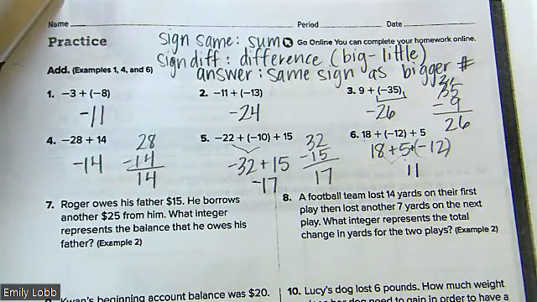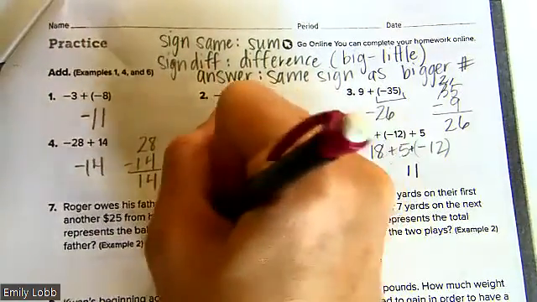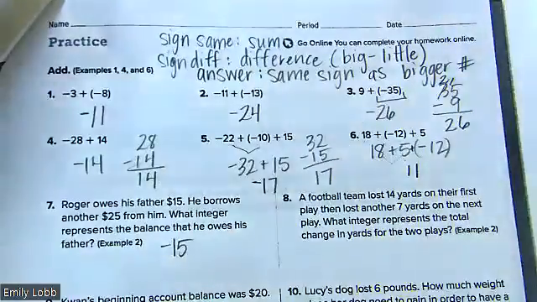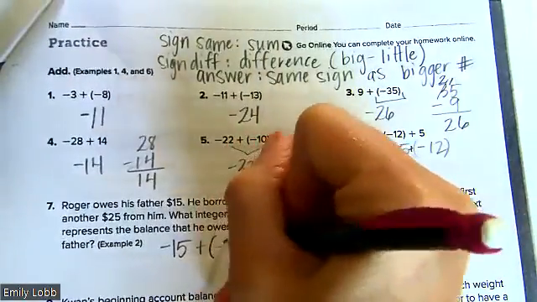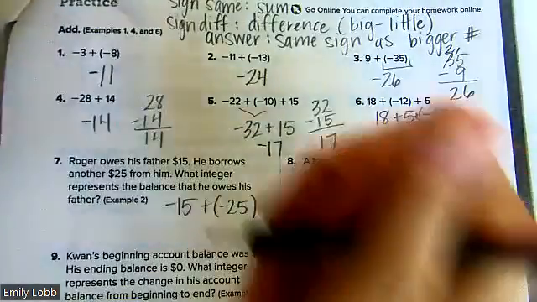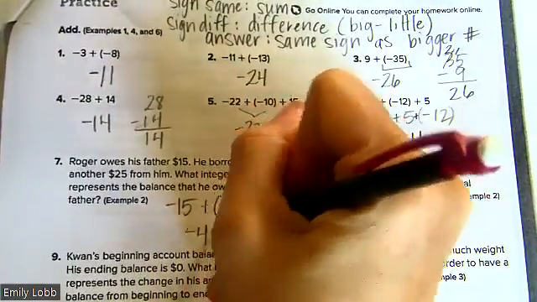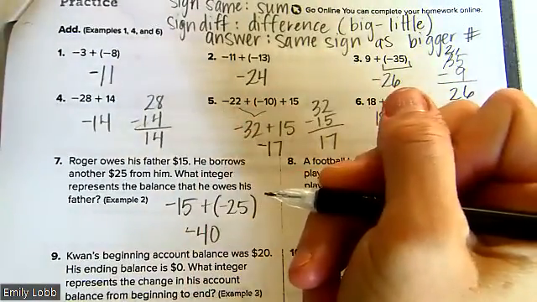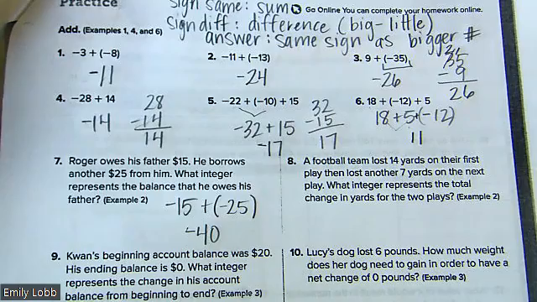All right, number 7. He owes his father $15, so that means he's in the hole 15. He borrows another 25 from him. What does he owe now? 40. Negative 40. $40, and we would show it negative. Then you have to write the dollar sign in.